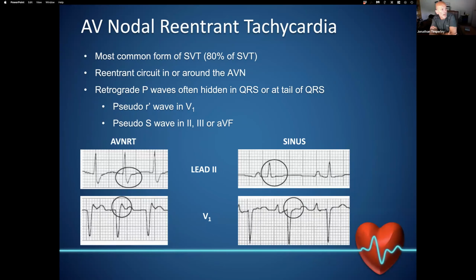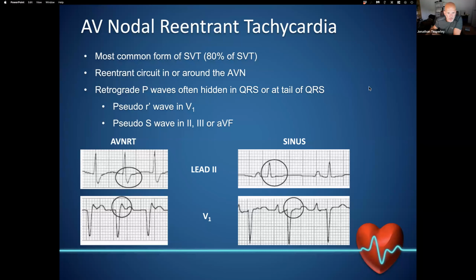So if we now look at AV nodal re-entrant tachycardia, which is obviously the most common form of SVT that we've seen, this involves a re-entrant circuit in or around the AV node, and often you can end up with a retrograde P wave that's often visible or hidden just in the tail of the QRS. And this can lead to the formation of what's called a pseudo R wave in V1 or a pseudo S wave in the inferior leads.